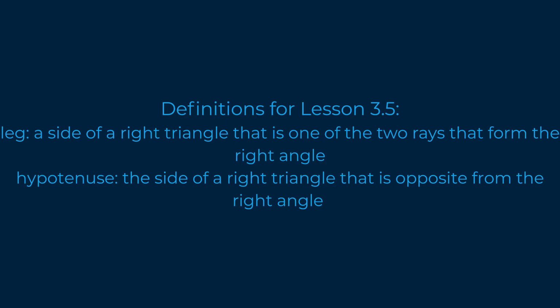A leg is a side of a right triangle that is one of the two rays that form the right angle. So if you have a right angle, you have two rays. And if you have a right triangle, the sides that make up the angle are called legs. Now the hypotenuse is the side of a right triangle that is opposite from the right angle. So as you can see, there are two rays that give us the right angle, and the hypotenuse is the side of the right triangle that is not part of the right angle. It is opposite from the right angle.